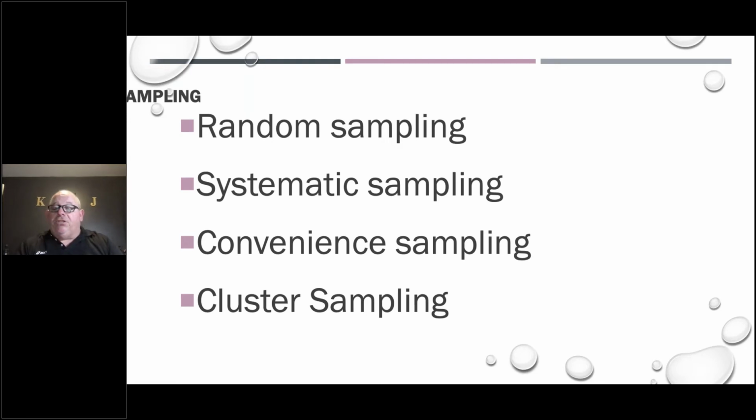Systematic sampling is easier to do than random sampling. List of elements are counted off. I can go 1, 2, 3.